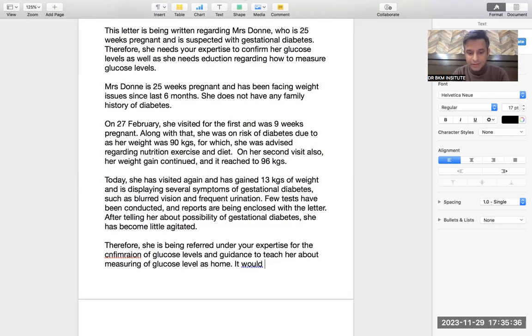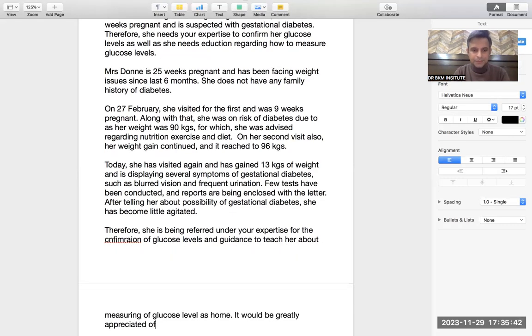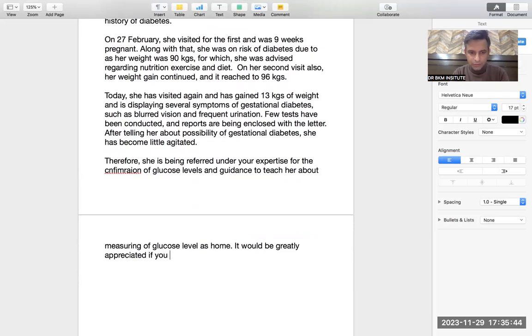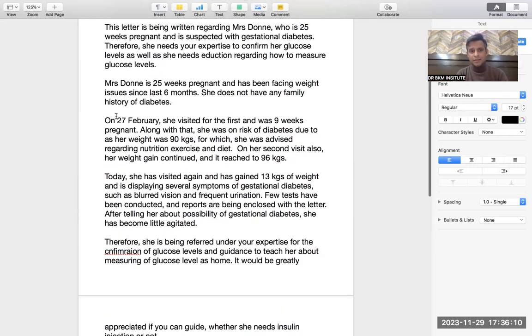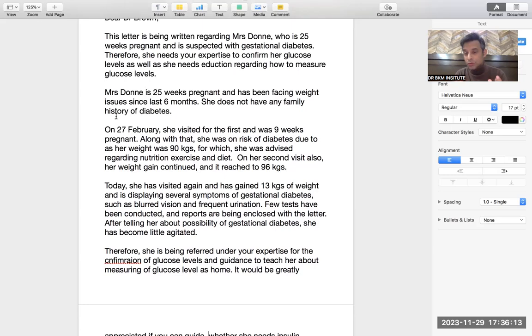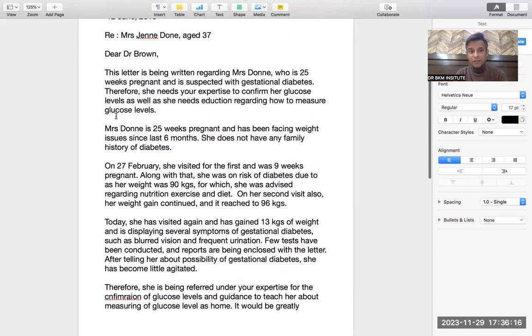It would be greatly appreciated if you can guide her whether she needs insulin injection or not. If by chance you are getting confused about this, if you can guide whether she needs insulin injection or not, now this becomes even simpler. Letter is done, guys.